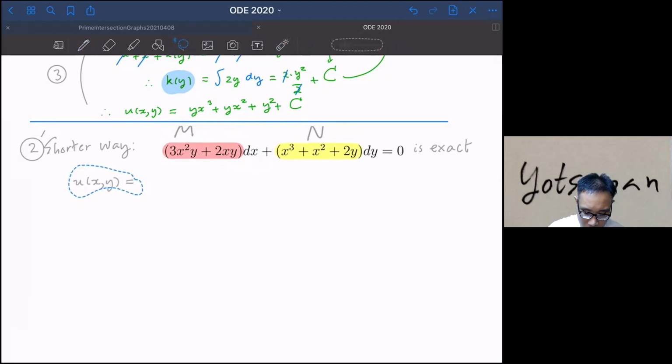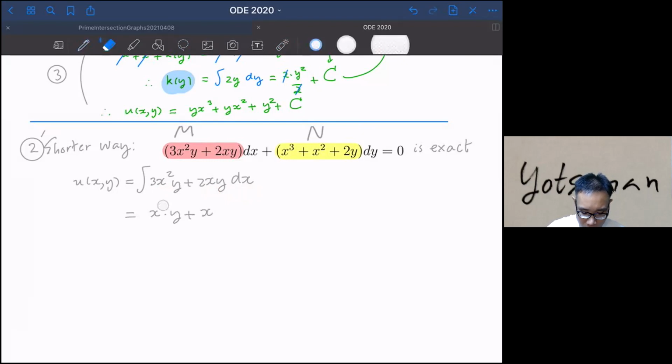Let me move this one a little bit. You're just going to integrate the pink one, so you integrate 3x squared y plus 2xy dx. Like I told you before, you integrate with respect to x, so you integrate only x squared and only x. The rest turn out to be constants. You would get x to the third y plus x squared y, and this comes from the integration.